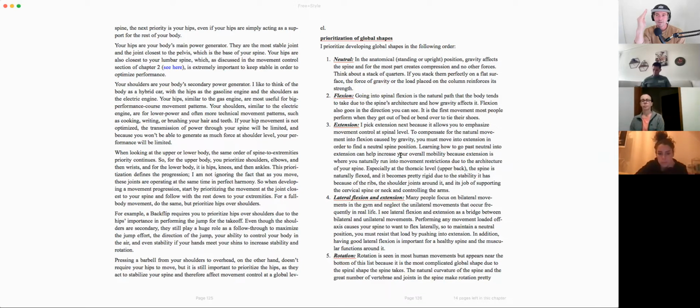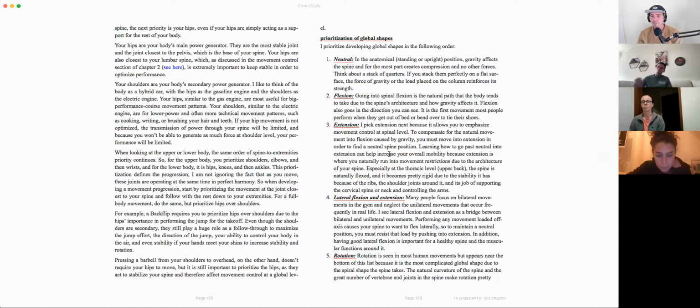Flexion is like a hollow body position. Extension is like an arch position. The fourth shape or movement would be the lateral flexion and extension, which is happening on the frontal plane. It would be bending in these directions, side to side. And then finally, the fifth shape would be the rotation. And the rotation is spinning around this vertical axis.